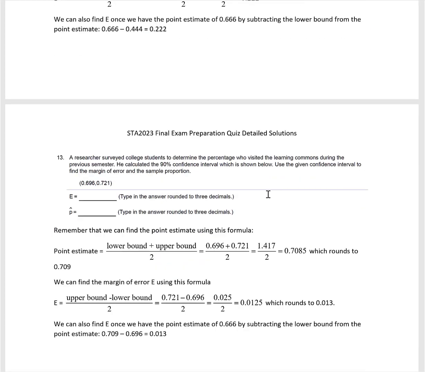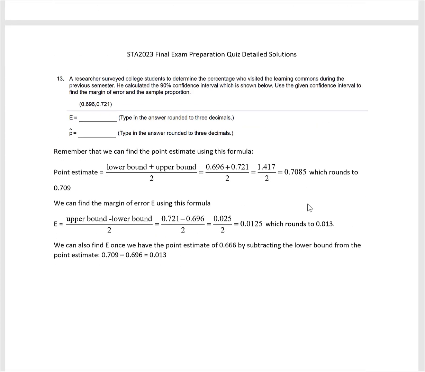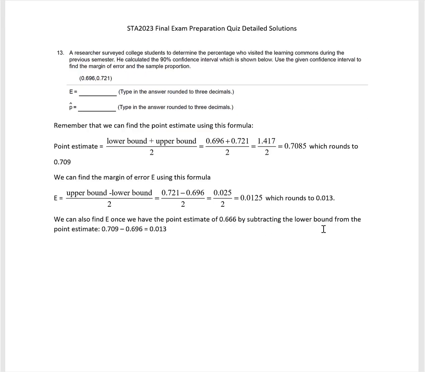And we'll stay over here for another detailed solution. Similar kind of a problem here. They've given me the confidence interval and they want me to find the margin of error and the point estimate. By the same types of calculations, you can see the answers here. The point estimate is 0.709 and the standard error is 0.013.